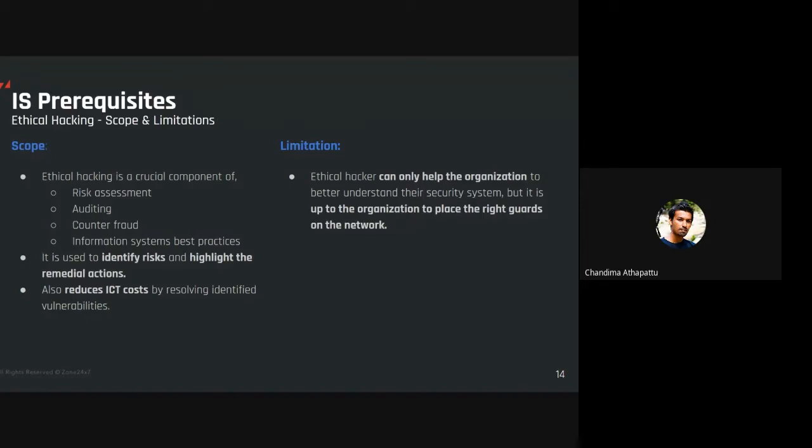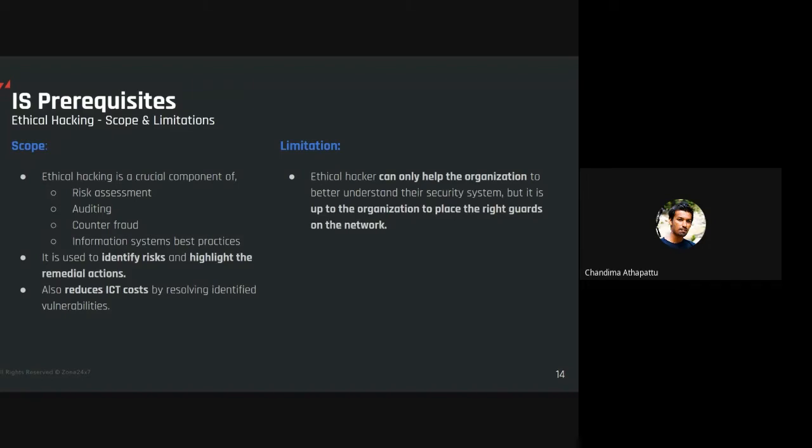When it comes to unethical, we actually call them hackers. In ethical hacking, we do it in a defensive way. The purpose is to defend, not to offend. It also reduces the ICT cost by resolving the vulnerabilities.